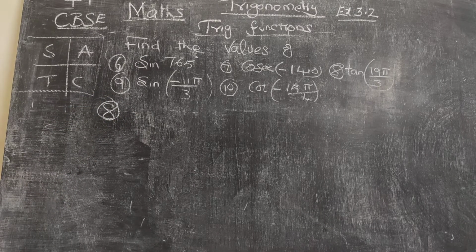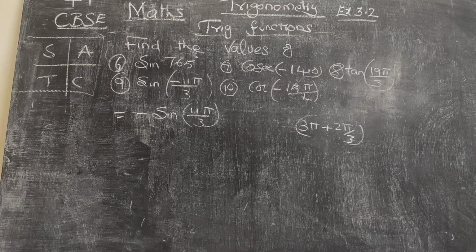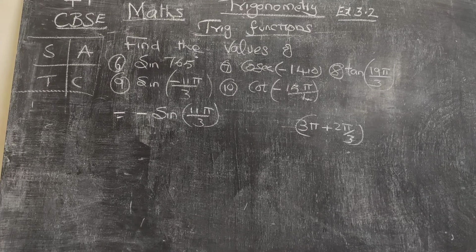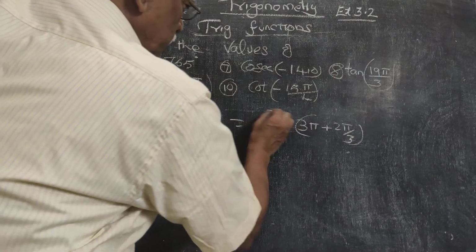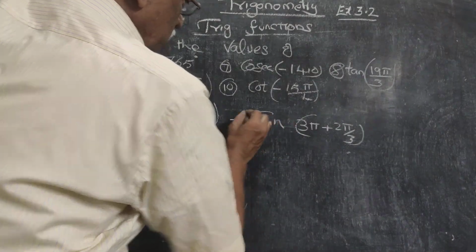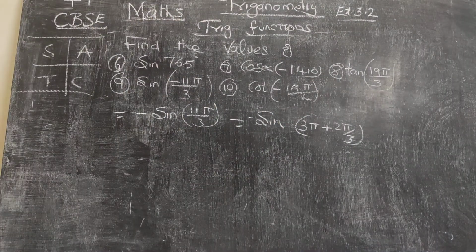Tan of 19 pi by 3. So 9th problem, minus sine 11 pi by 3. That can be written as sine minus theta, therefore minus sine theta I put, and 11 pi I am going to write it as minus of sine 3 pi plus 2 pi by 3. 3 3s are 9 plus 2, 11 pi.